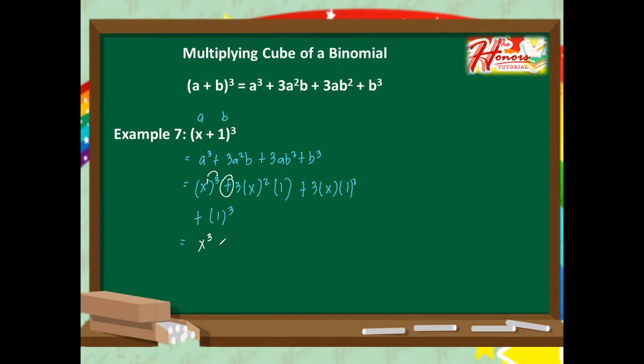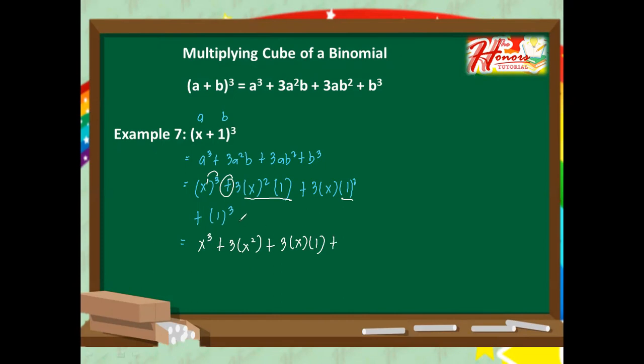Copy this operation. So plus, multiply first x squared and 1. And that is x squared. And then copy 3. Plus, let's have this first, 1 squared. 1 squared doesn't mean 1 times 2. 1 squared means 1 times 1. Because the exponent 2 is telling you how many times you are going to multiply the base to itself. And that is twice. So that is 3x times 1.